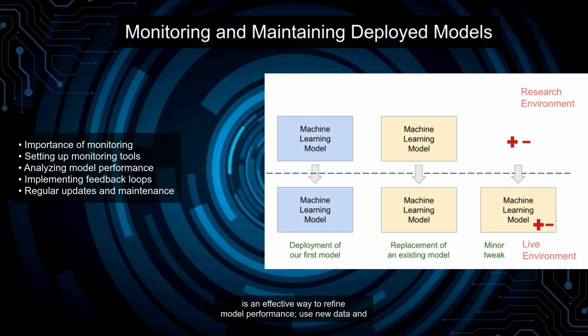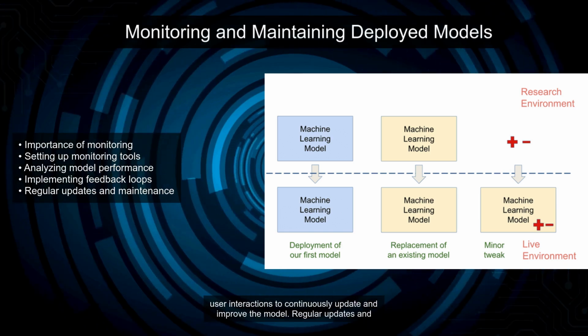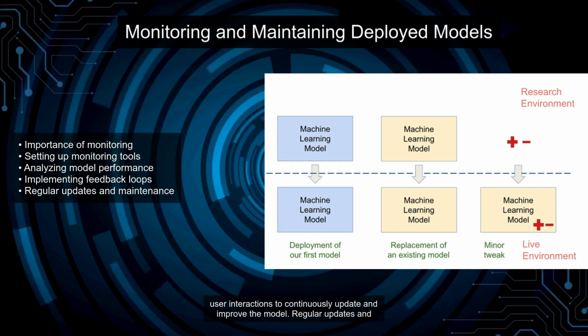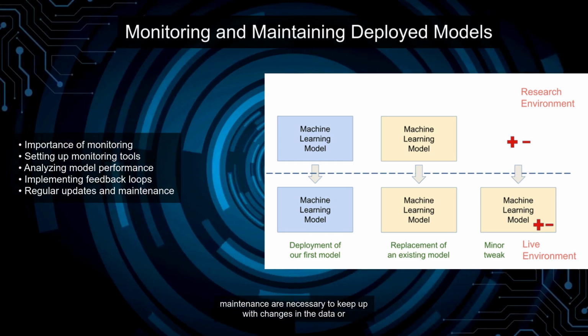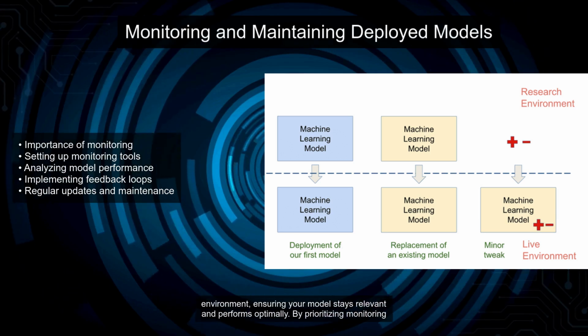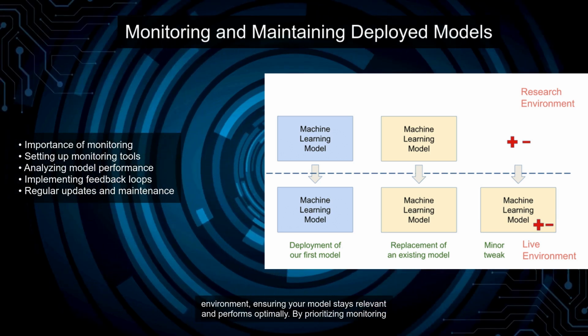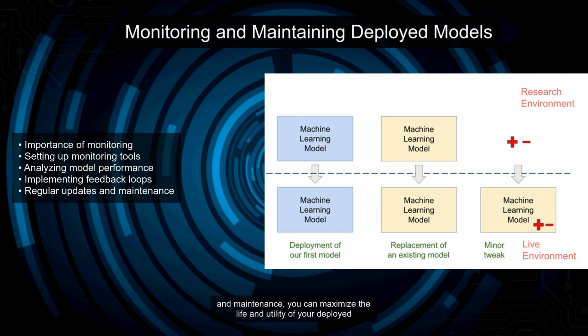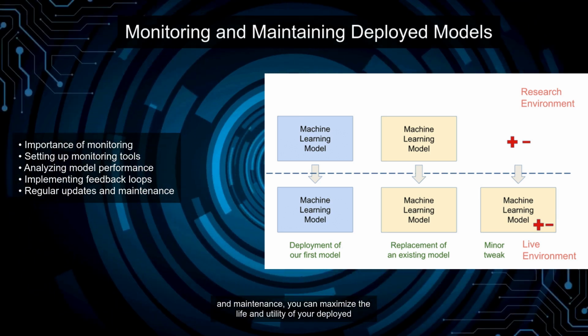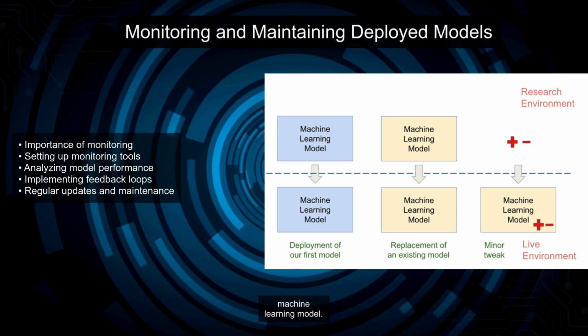Implementing feedback loops is an effective way to refine model performance. Use new data and user interactions to continuously update and improve the model. Regular updates and maintenance are necessary to keep up with changes in the data or environment, ensuring your model stays relevant and performs optimally. By prioritizing monitoring and maintenance, you can maximize the life and utility of your deployed machine learning model.